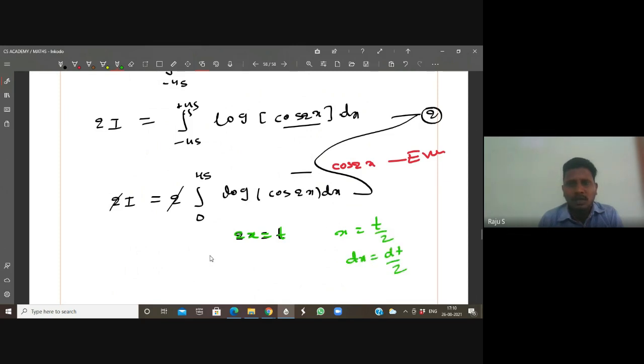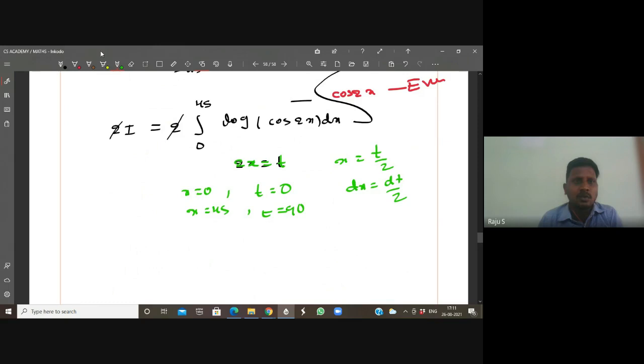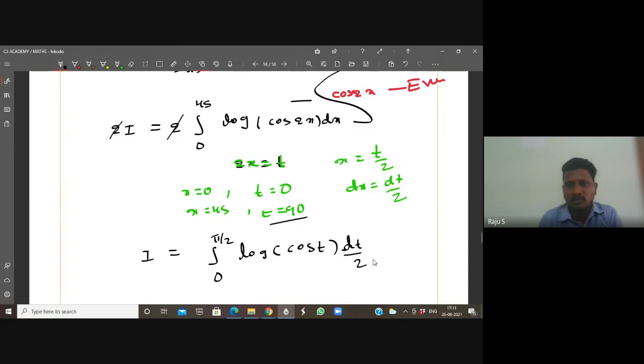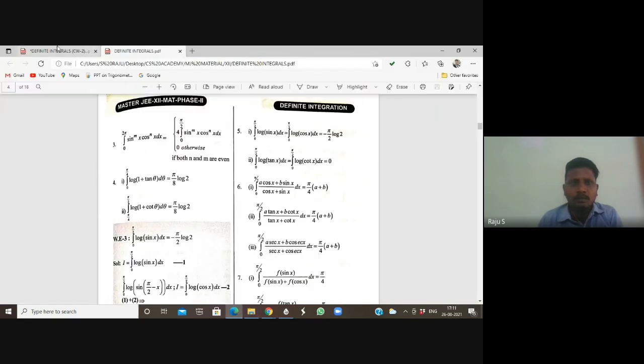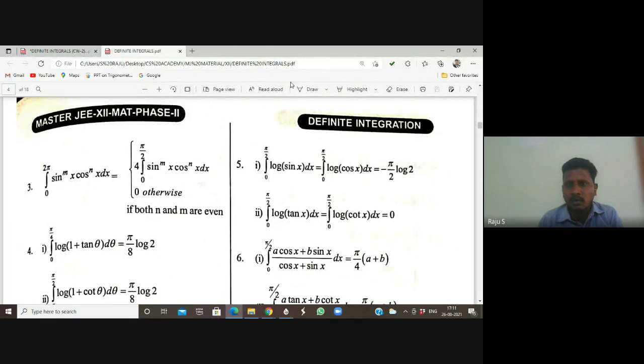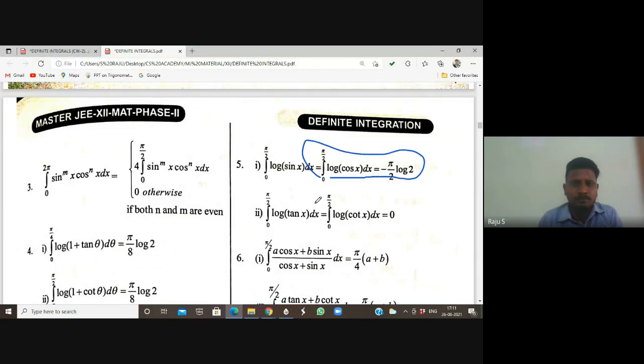This we have already done. When x is equal to 0, t becomes 2 into 0, which is 0, and when x is equal to 45, t is equal to 90. Got it? Substitute all these values in this equation. So I is equal to the integral from 0 to pi by 2, 90 being pi by 2, of log of cos t into dt by 2. So what about this value, students? This value is already minus pi by 2 log 2. Look at here, what is the formula? The value of the integral 0 to pi by 2 of log cos x dx is the same, minus pi by 2 log 2.